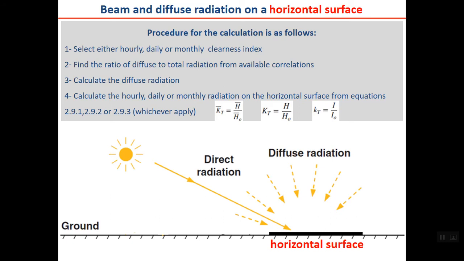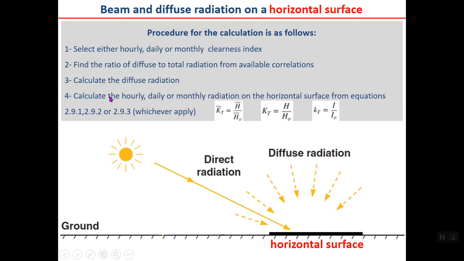Okay, this is the procedure. Select either the hourly, daily, or monthly clearness index. It depends on the calculation you are doing. Find the ratio of diffuse to total radiation from available correlations, either formulas or the curves.